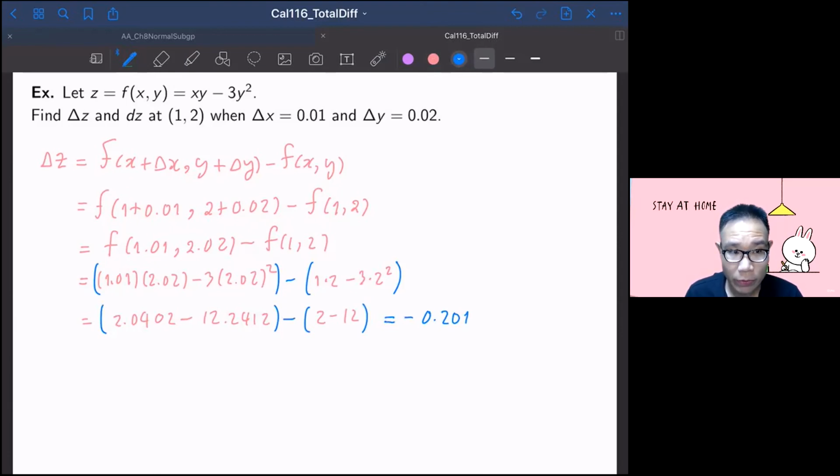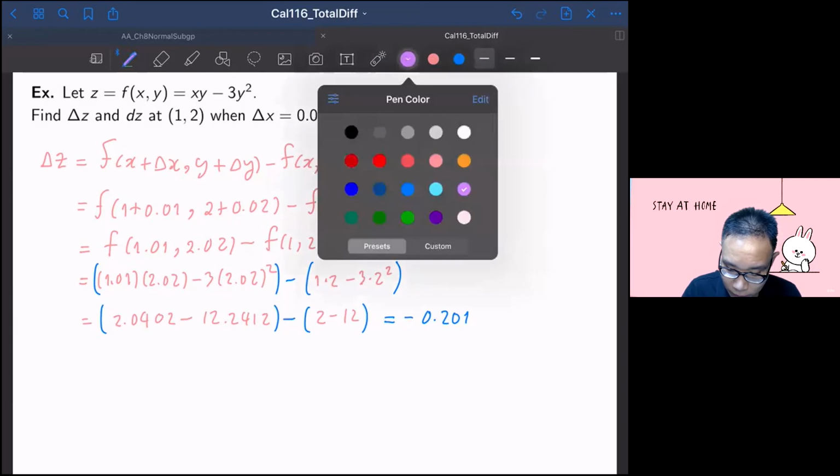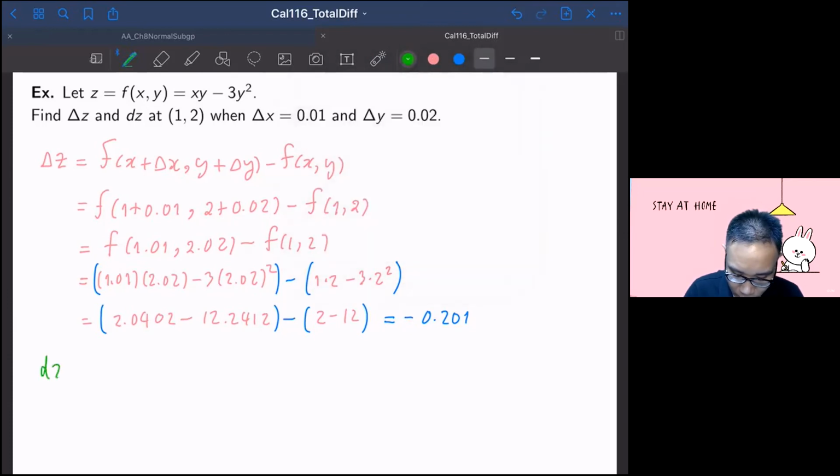And this is the true, or actual, change for delta z. And if you compute dz, it's just f_x dx plus f_y dy. So it's the partial derivative with respect to each variable x and y. And you have f_x.